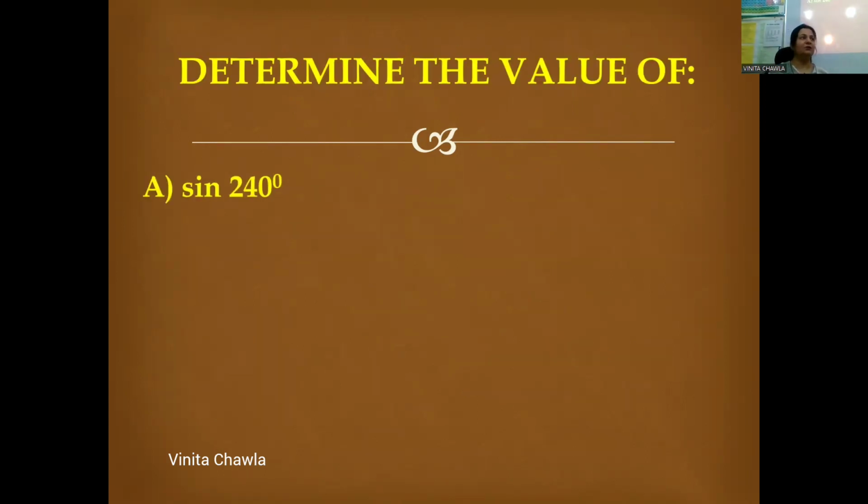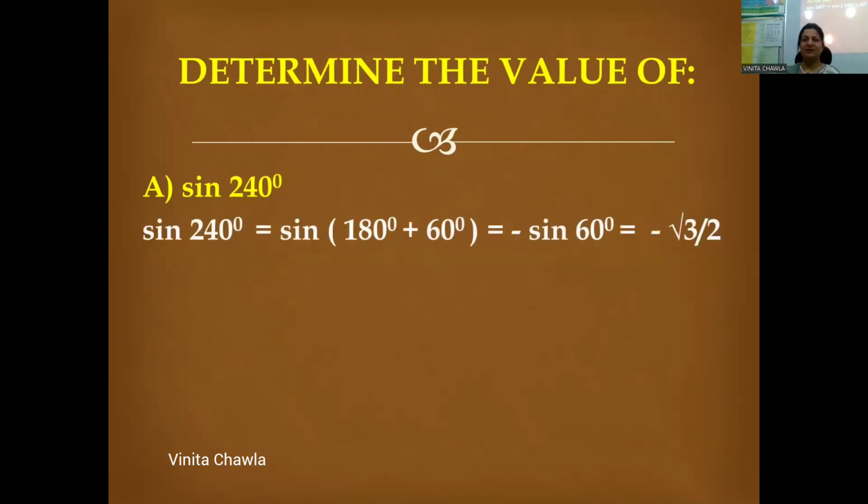Sine 240 degree. So we have to find the value of sine 240 degree. How will you do this? Sine pi plus theta, so 180 plus theta. 180 plus 60 gives minus sine 60, because in the third quadrant we have sine negative. So the answer is minus root 3 by 2.